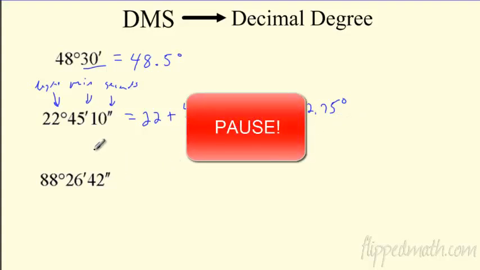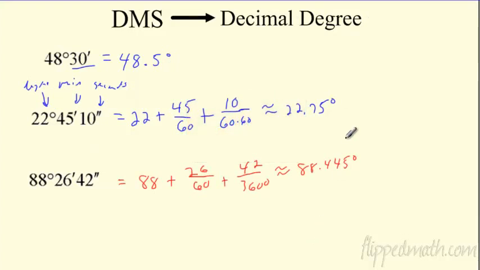All right, why don't you pause it real quick, try this one, see how it goes. All right, here we go. Did you get this answer, 88.445 degrees? Hopefully you did. We're going degrees into 60 seconds in a minute, and then 60 seconds in those 60 minutes is 3,600. So we got that right there. That's pretty awesome, huh? Pretty cool. So that's how you go from degrees, minutes, seconds.